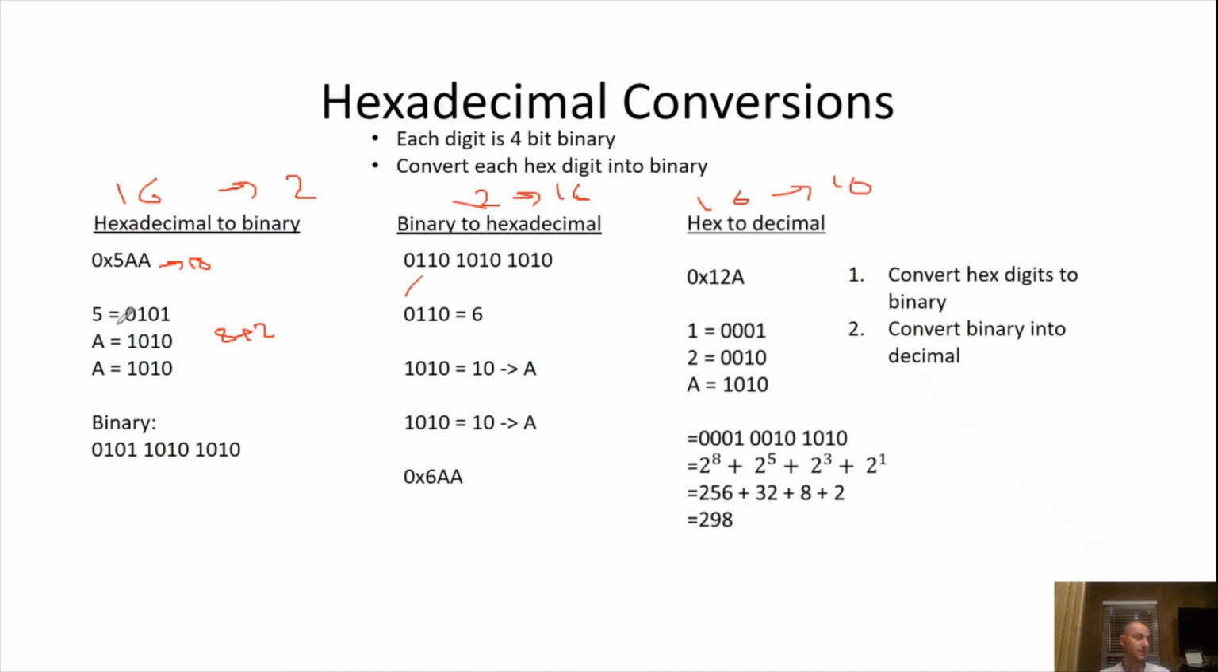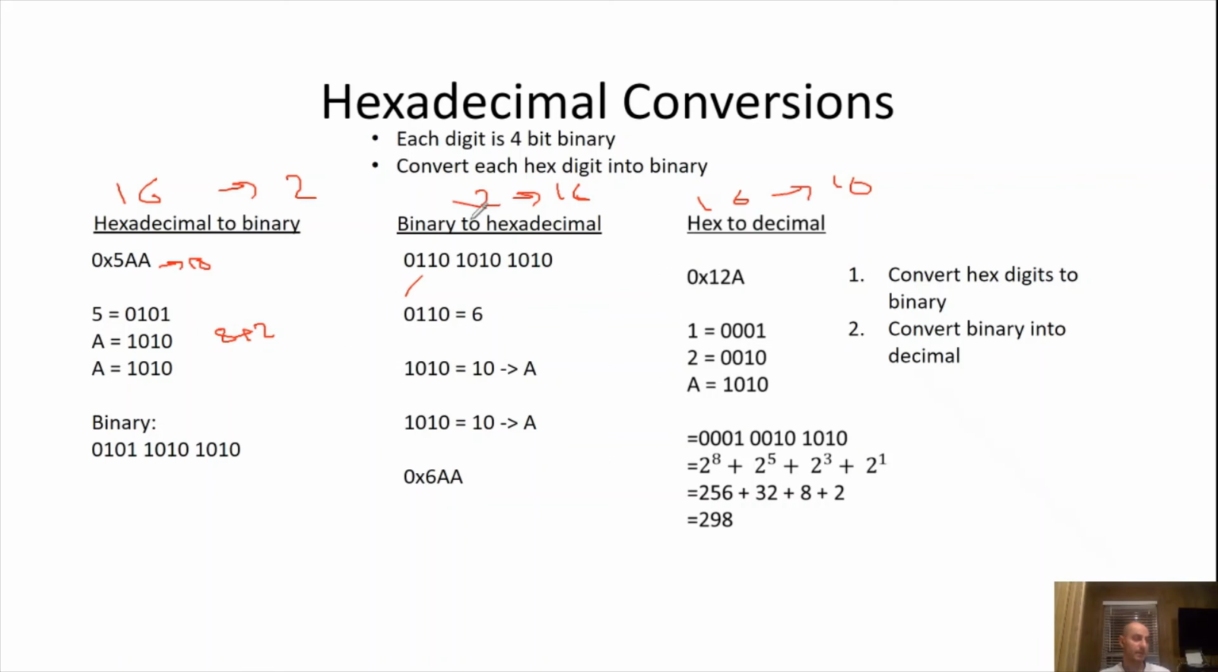So you see basically it's each digit. And if you have this, we basically convert each digit to the binary and we are done. So 5 is 0101, A is 1010, and then another A 1010. So that's our binary representation of this number. That I'm not sure what is in decimal.